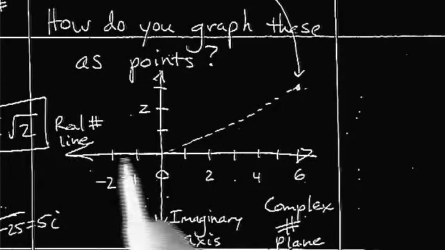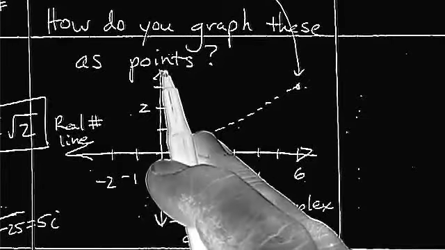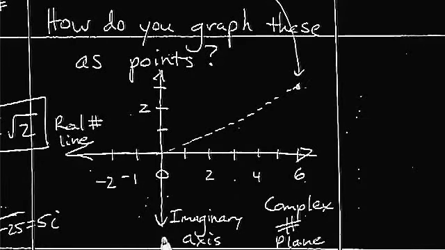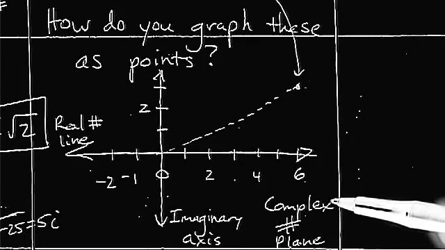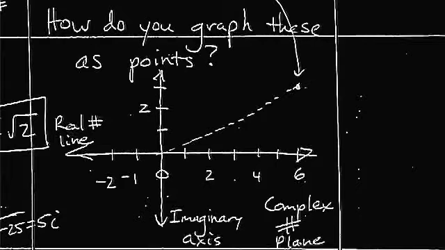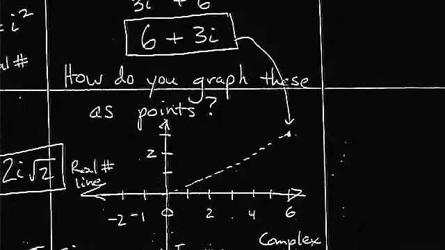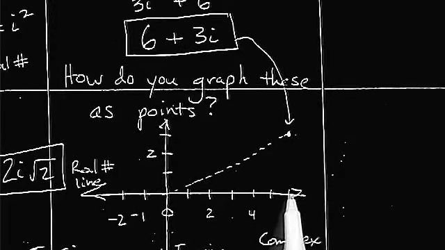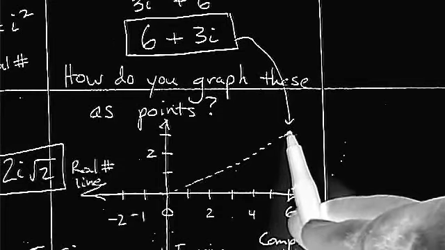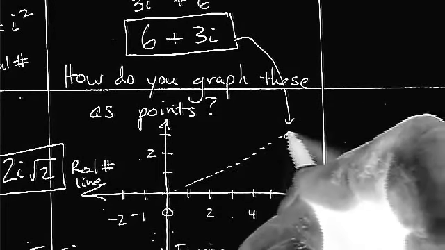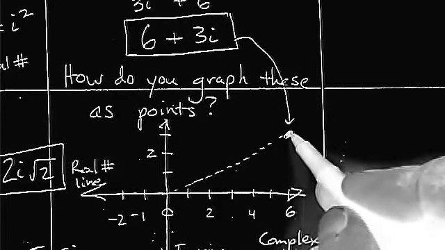So they call this one the real axis. They call this one the imaginary axis. We just never talked to you about it. So overall, this one's called the complex number plane. Now, how do you graph 6 plus 3i? It's really not all that complicated, right? 6 reminds me of the x value. 3i reminds me of the y value. So this is the location in the universe called 6 plus 3i.